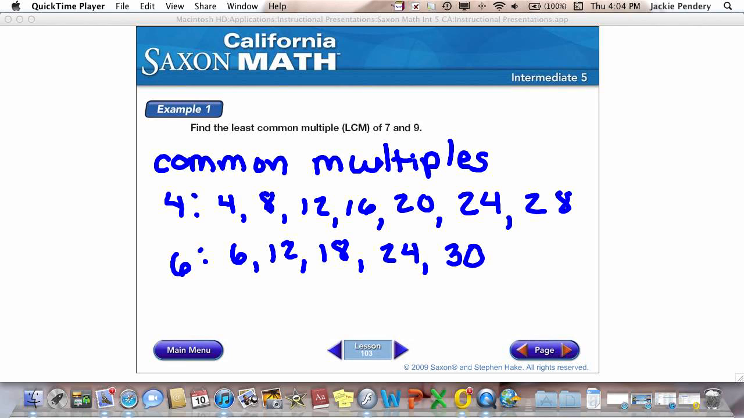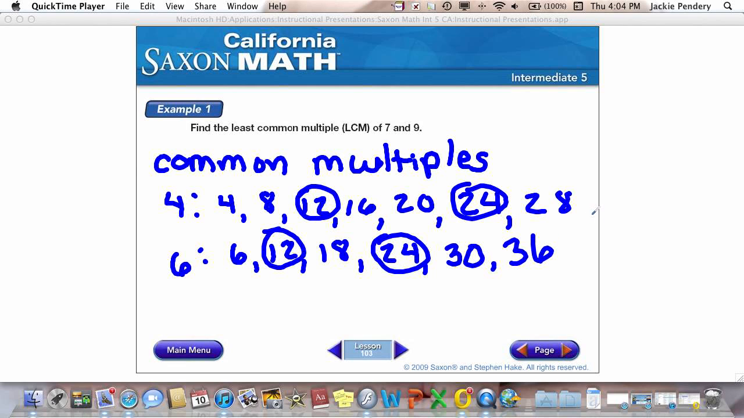So the common multiples of 4 and 6 are, let's see, 4 is not in common, 6 isn't in common, 8 isn't in common, but 12 is a common multiple. 24 is a common multiple. If I was to keep going, here I have 32, and then 36. So 36 would be a common multiple.